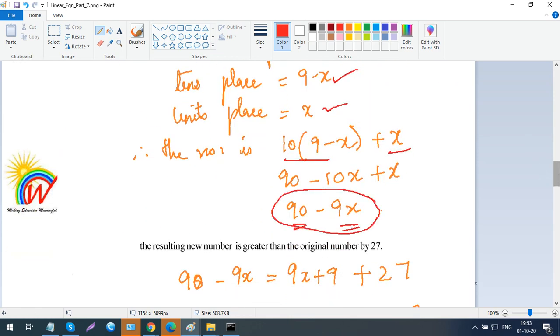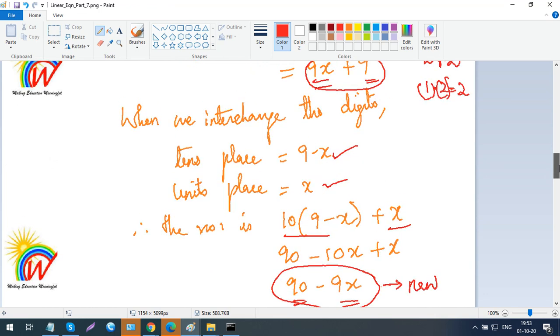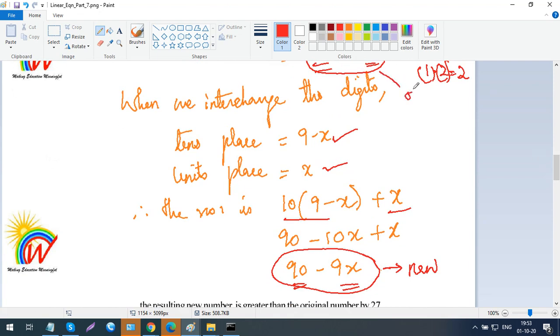All right, now they are saying the resulting new number is greater than the original number by 27. The new number is what is our resulting number after interchanging. So you write 90 minus 9x is equal to the old number plus 27. Old number is 9x plus 9. This is your old number, right?